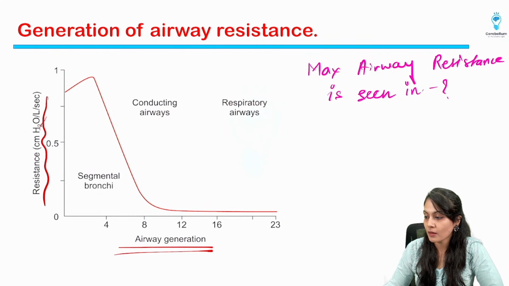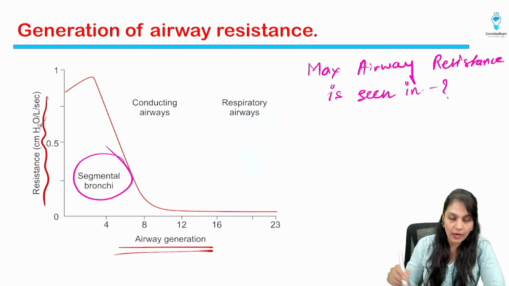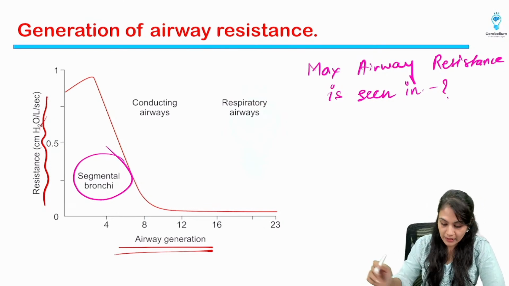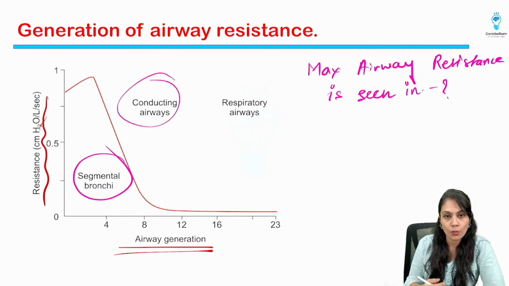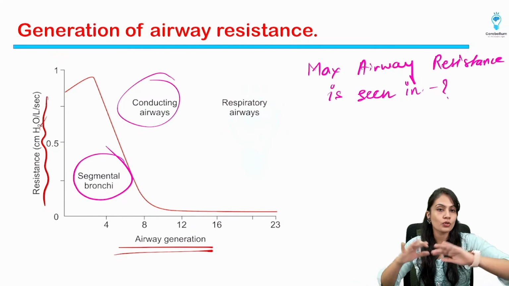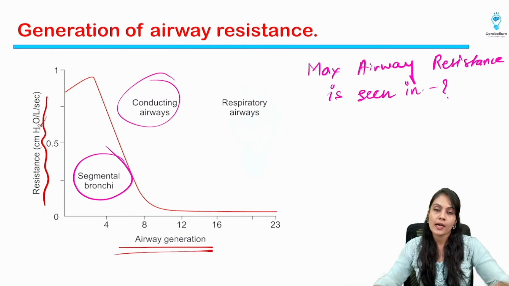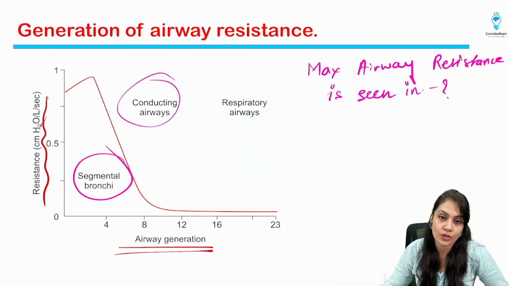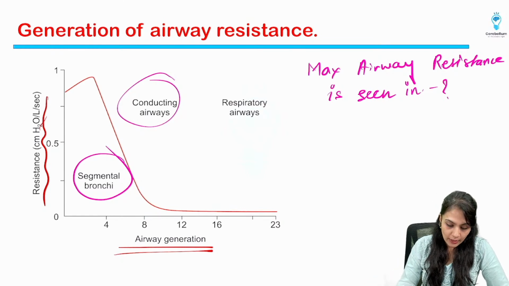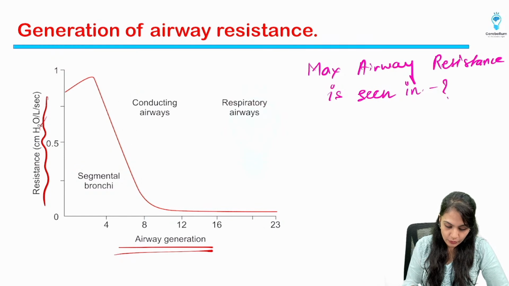What you are seeing in the graph is that the segmental bronchi are going to have the maximum resistance. So what you can see over here is the medium size airways, which are going to be the conducting ones majorly, right? And the respiratory airways, as you go deeper into it, what is going to happen? They are going to divide and they are going to have more cross-sectional area, and that's why there is going to be less resistance.